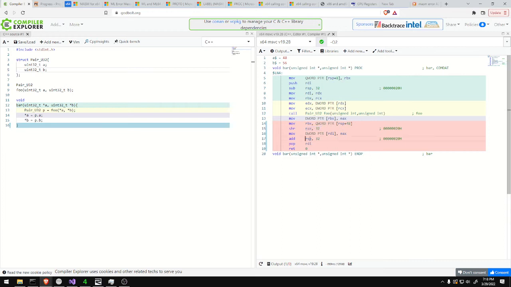And then they're subtracting 32. Why did they add 32 to the stack? I don't understand that either. Looks like they're not using it. Let's look this up. Stack red zone.